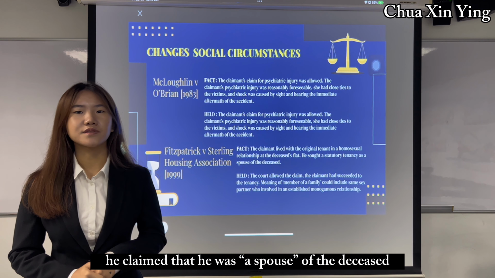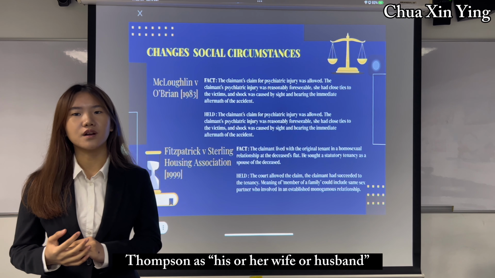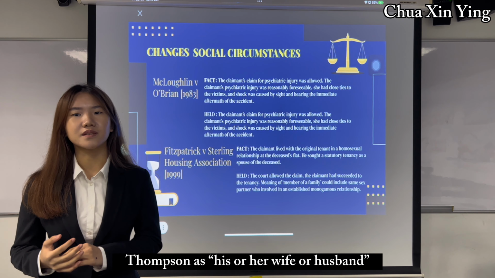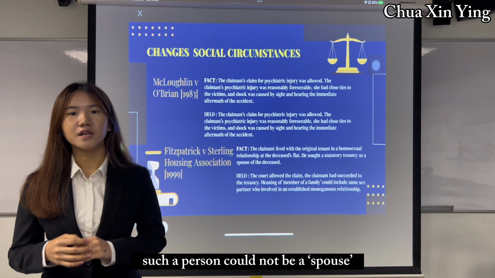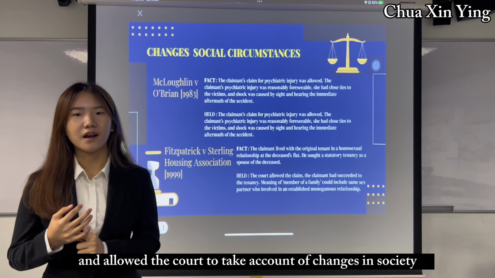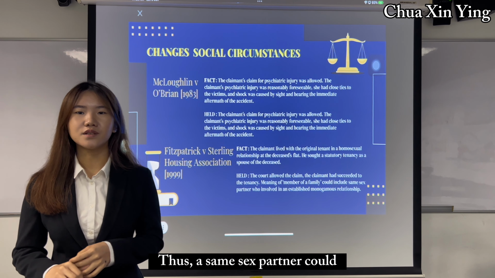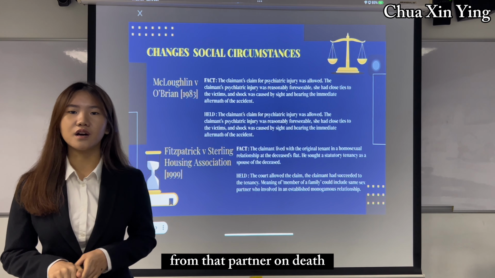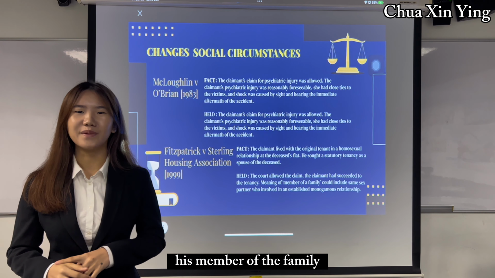He claimed that he was a spouse of the deceased in that he had been living with Mr. Thompson as his wife or husband, or alternatively, that he was a member of Mr. Thompson's family. Lord Justice Ward concluded that the appellant succeeded as a spouse or, if not, then as a member of the family of the original tenant. However, the meaning of member of a family could include a same-sex partner who had been involved in an established monogamous relationship. Such a person could not be a spouse within the meaning of the Act, but the family provision was more widely framed and allowed the court to take account of changes in society. Thus, a same-sex partner could take a succession of a property from that partner on death on the basis of being a member of the family.